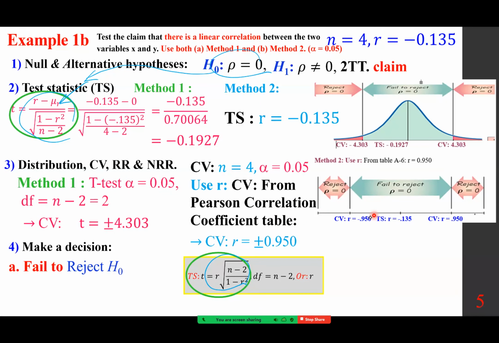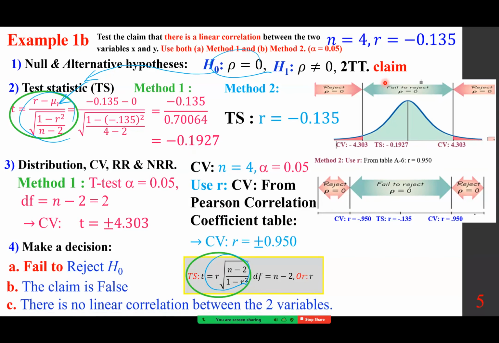Okay, so a quick recap. This number is between these two. This number is between these two. And so if you are not rejecting H0, you're rejecting H1, and therefore the claim becomes false. And that means there is no linear correlation between the two variables.